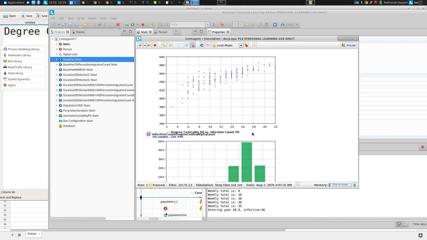And let's go over here. So, ladies and gentlemen, what do we see in this upper graph, the scatter plot? What is it telling us?